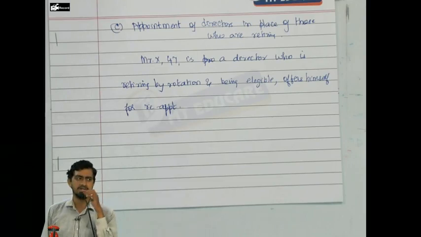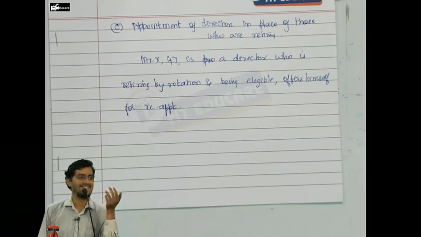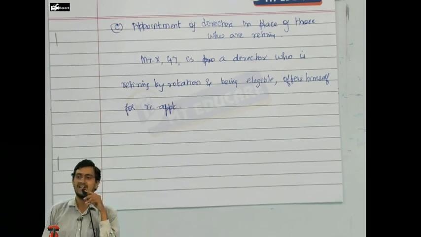Retiring by rotation means every year in a company, certain directors must retire on a rotational basis, which means this year I will retire, next year you will retire, next year somebody else will retire, again I will retire. We retire on a rotational basis. Right.